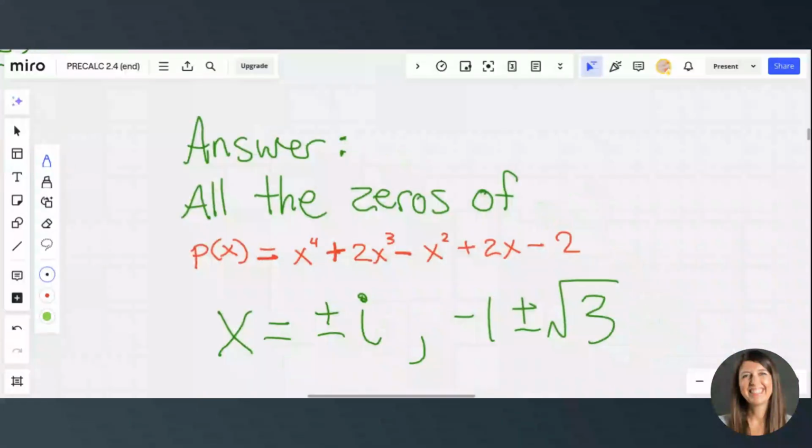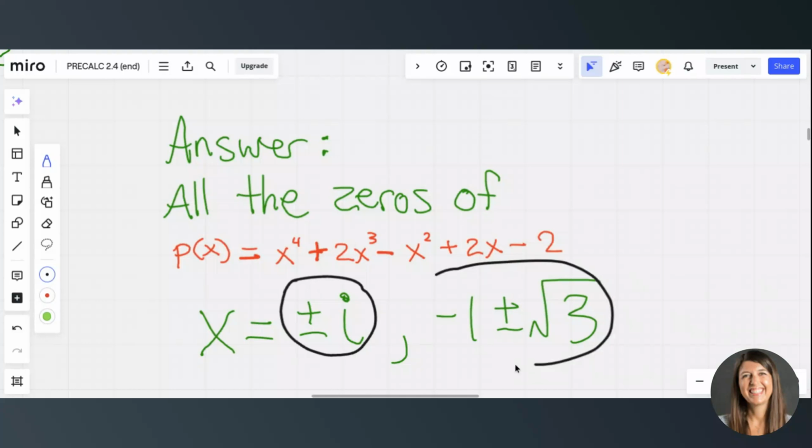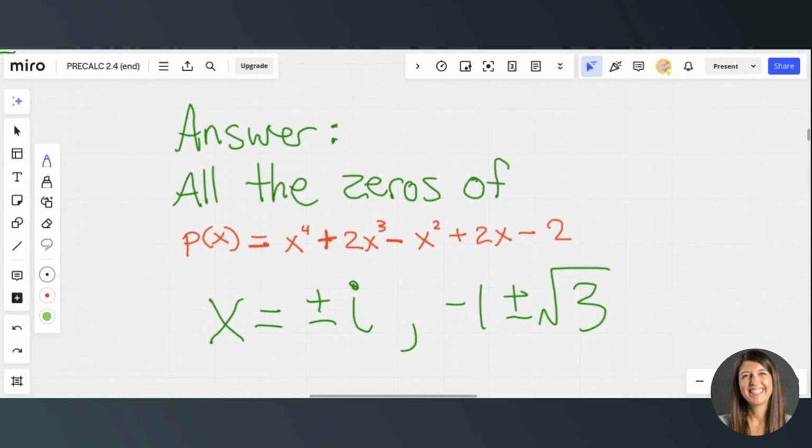So the final answer is x is plus or minus i, and negative 1 plus or minus the square root of 3. So remember, our imaginary and our irrational roots come in conjugates. So that's why you see 2 of them. So there's 4 roots in total.